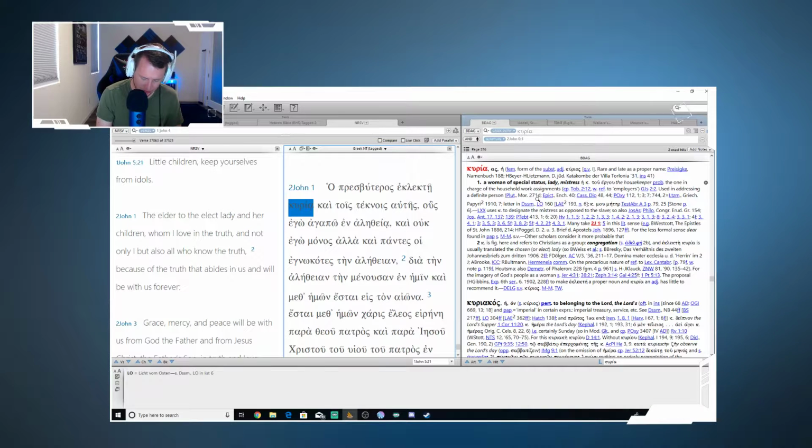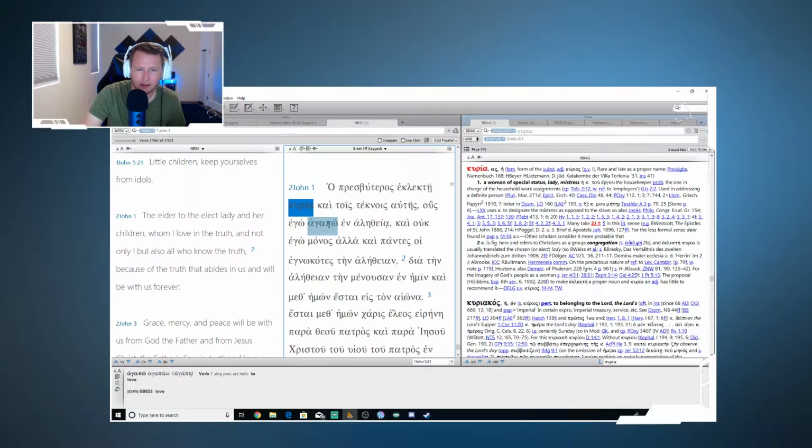To the chosen lady. I'm going to say lady because normally Kyrios is Lord. And I like the symmetry with L. Lord, lady. I like that. And to her children. To the chosen lady and to her children.